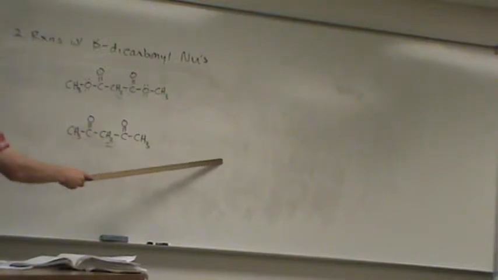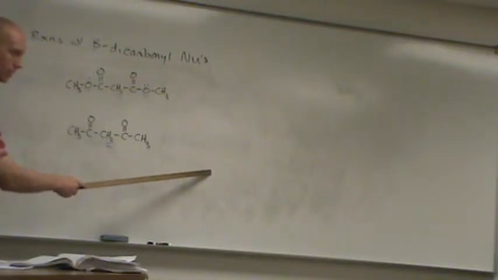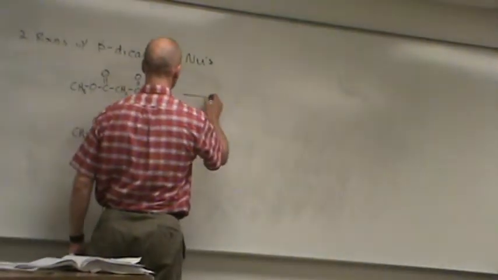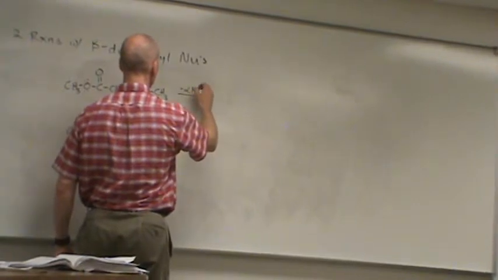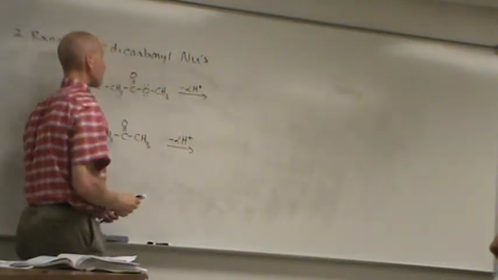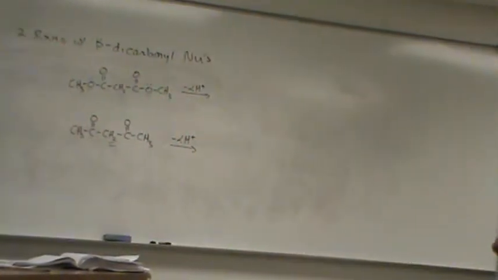This one or this one here? Okay? How are we going to figure that out? What do we want to draw? The conjugate base. Okay? So let's take off one of those hydrogens. Take off an alpha hydrogen on each there and draw the result.